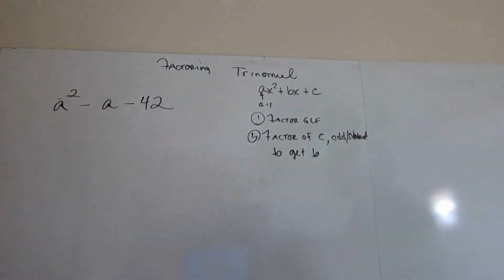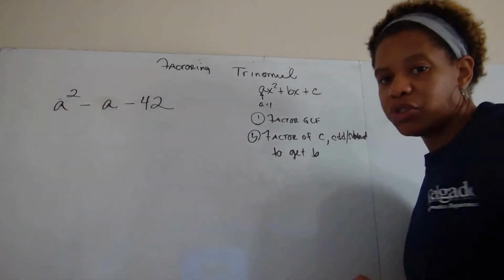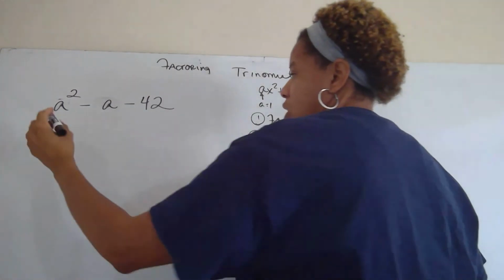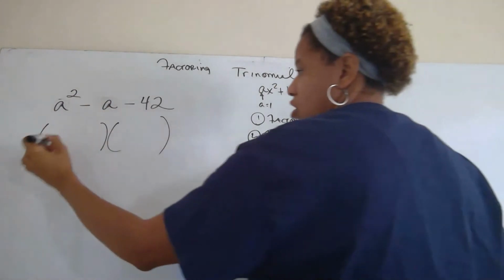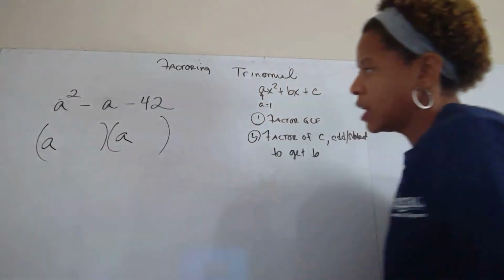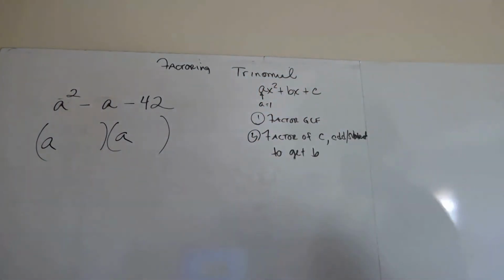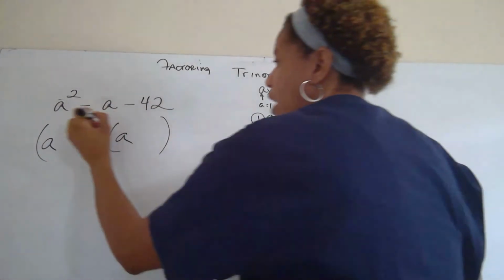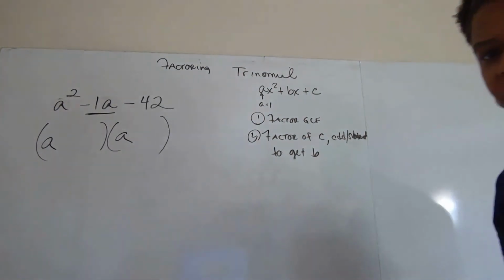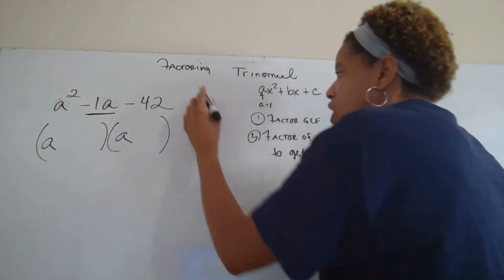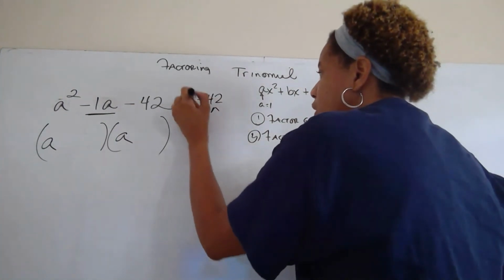A squared minus a minus 42. All right, so we're looking at two sets of parentheses. A squared is going to split into what? A and A. And then factors of 42 that can give us a what? What is the value we're looking for in the middle? Well, it's a negative 1, right? The coefficient on that A is a negative 1. So you're looking for factors of 42.